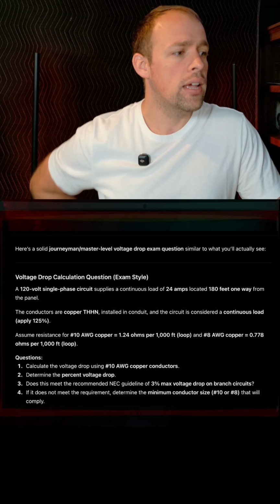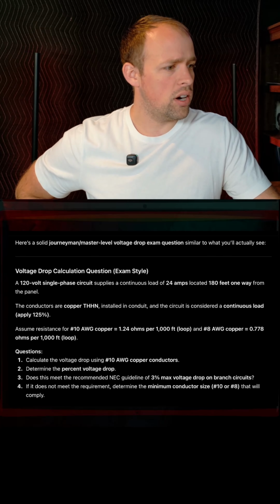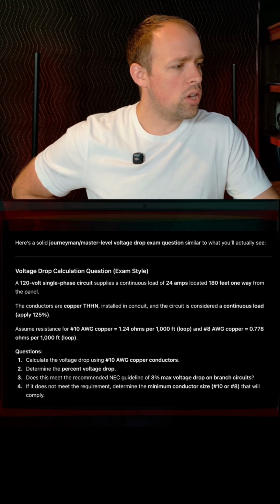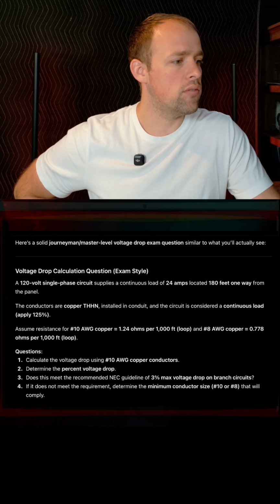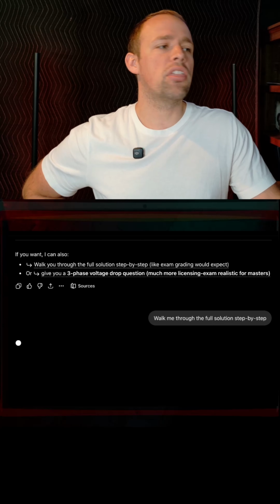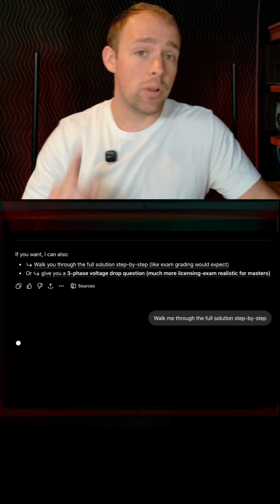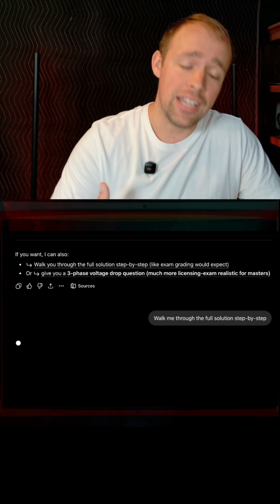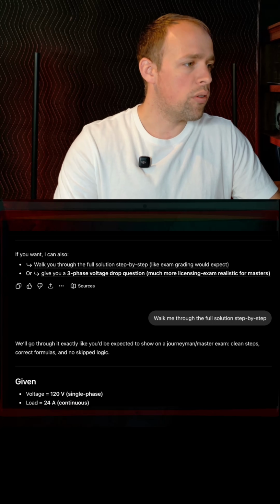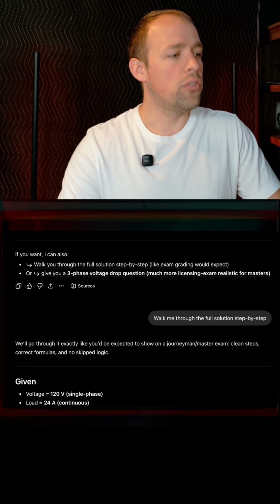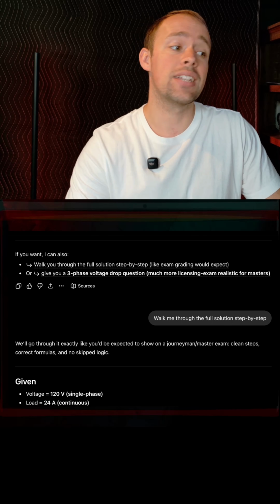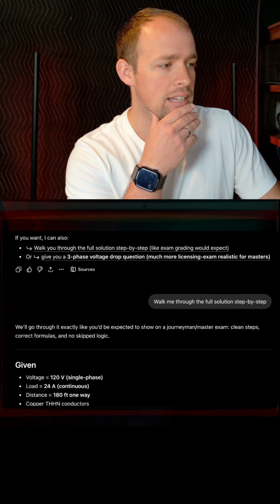So let me scroll down. It does say if you want to push it further, if you want, I can also walk you through the full solution step by step or give you 3. So let's do walk me through the solution step by step. Let's see what ChatGPT did to see if either I got it wrong or they got it wrong. We'll go through it exactly like you'd expect, okay? Volt is 120. Load is 24 amps continuous, okay? This is exactly what I did.